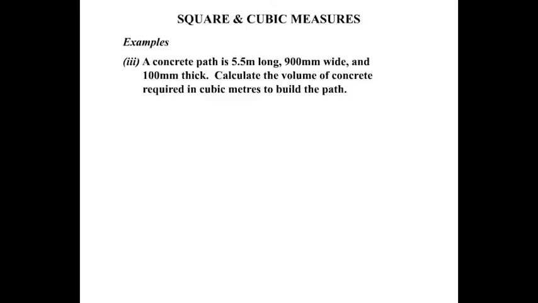Our third and final example this lesson, a concrete path is 5.5 meters long, 900 millimeters wide, and 100 millimeters thick. We need to calculate the volume of concrete required in cubic meters to build the path. Now, if we look at our three measures there, we must convert all the units to the same measure. In other words, let's convert them all to meters, the reason being because the question is asking us how much is required in cubic meters.